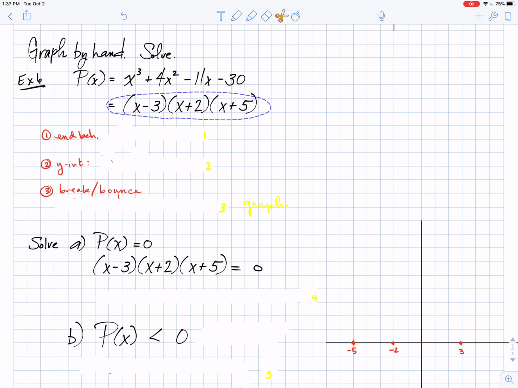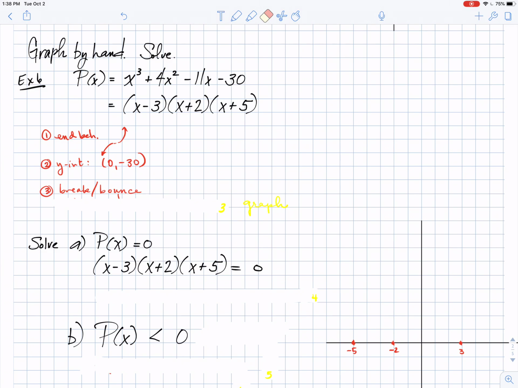We know by looking at the degree that the end behavior is going to be one up, one down. Not only that, because the leading coefficient is positive, it's going to be overall going uphill. Secondly, the y-intercept is also very simple to find. Remember, you plug in 0 for all the x's. If you plug in 0 for all the x's, the only thing that's going to be left is a negative 30. So my y-intercept then will be the coordinate (0, -30).